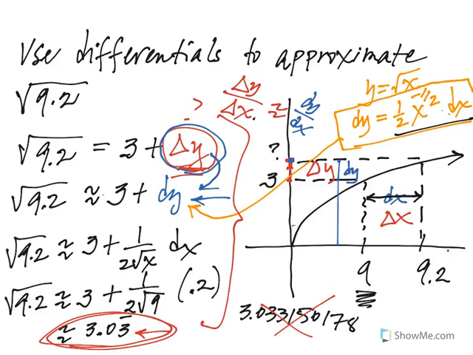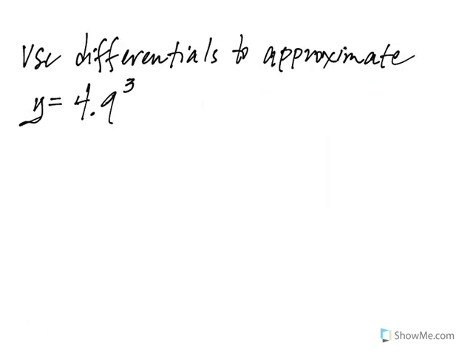All right, I know that was a lot. Let me just work another one so you can get a feel for how to use this. Hopefully it'll be a little more clear the second time through. All right, now we're going to use differentials to approximate 4.9 cubed. So you know that 4.9 cubed is roughly close to 5 cubed. Very, very close. So what I'm going to do then is graph y is equal to x cubed.